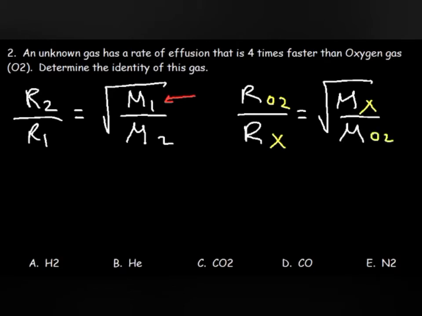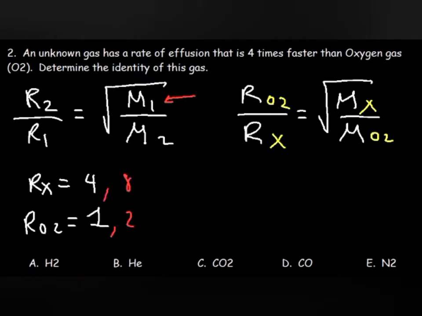So let's plug in the information that we now have. So let's look at the first sentence. The unknown gas has a rate of effusion that is 4 times faster than oxygen gas. So if the rate for oxygen gas is 1, that means the rate of effusion of the unknown gas is 4 times as great. So it's going to be 4. If the rate of effusion for oxygen was 2, then for the unknown gas it has to be 4 times as great. It's going to be 8. So 4 to 1 and 8 to 2 is the same. So it doesn't matter which numbers you use. As long as the ratio is 1 to 4, you're going to get the answer right.